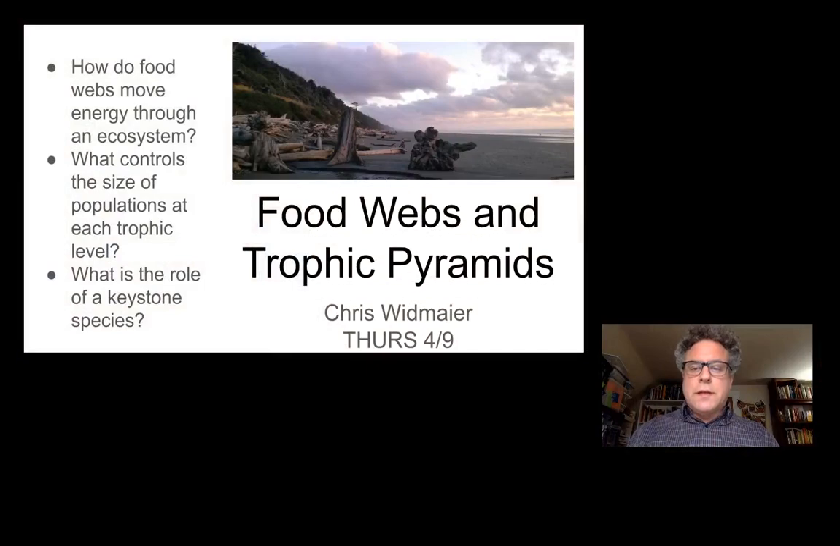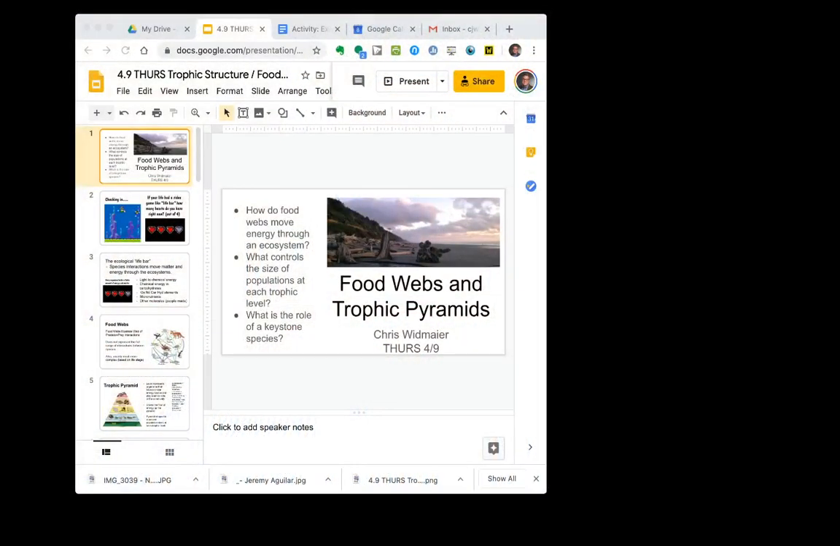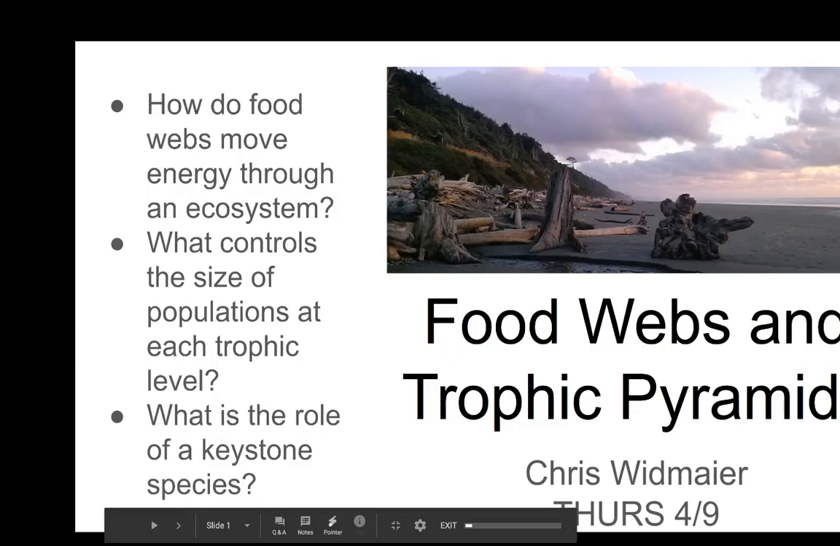But today we're going to talk about food webs and trophic pyramids, and talk about three key questions. I'm going to try to make this short so you invest as much of the energy you have in doing the activity today. So we're going to talk about how food webs move energy through ecosystems, what controls the size of populations at each trophic level, and really lay out the idea of a trophic level, and then talk about the role of keystone species, and also introduce the idea of a trophic cascade into things today. So let's get started with our lecture. And we'll see if I can keep this under 10 minutes.